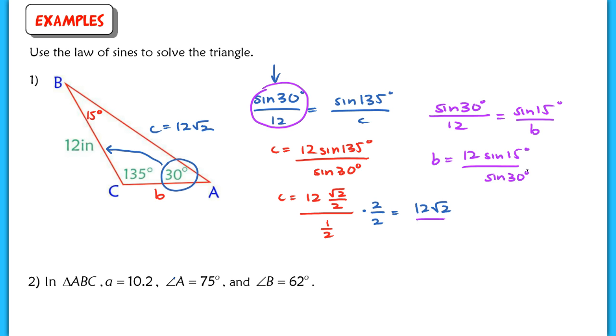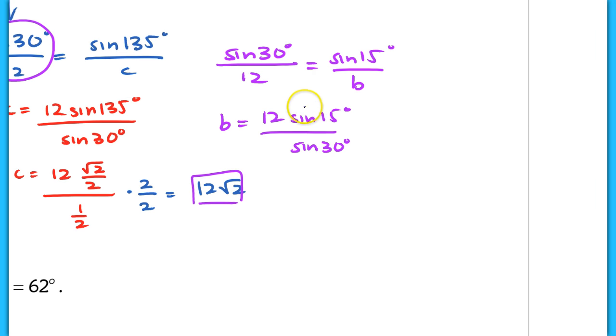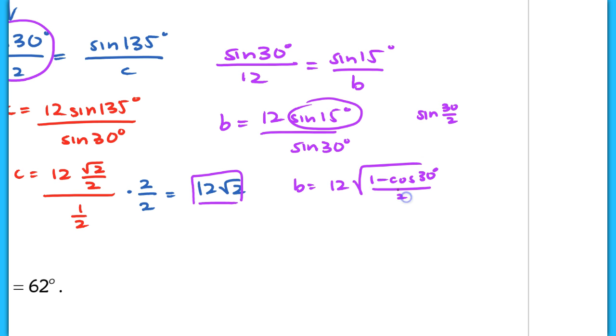Okay, now I want to actually do this calculation here without using a calculator because we know our half angle formulas. So if I want to take the sine of 15 degrees, that's a half angle formula here, and I can now write that as 12 times the square root of 1 minus the cosine of 30 degrees over 2. And that's all over the sine of 30 degrees, which we know, I'm just going to write that in actually first. Okay, now let's evaluate.